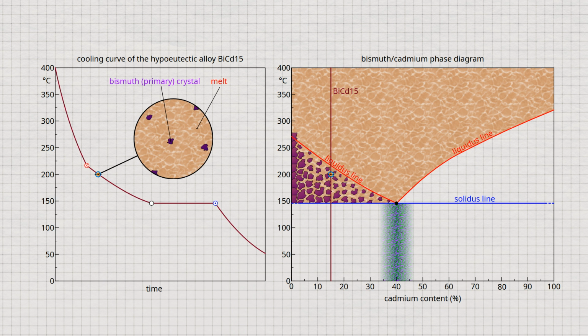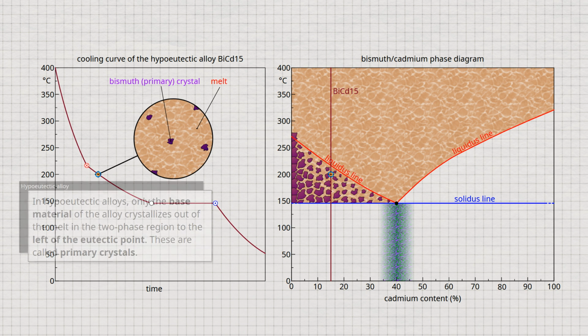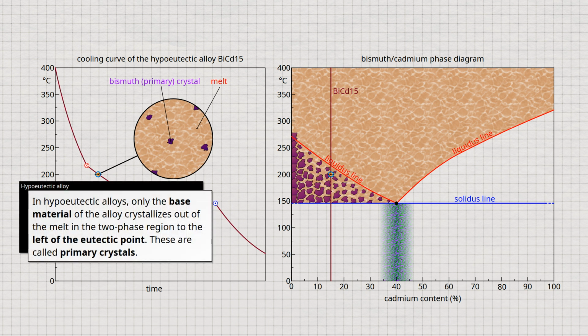Note that these crystallites are made up of bismuth atoms only. Cadmium will not be able to dissolve in the bismuth crystal structure due to the insolubility of the components. Since bismuth is obviously the first to crystallize from the melt, these crystals are also known as bismuth primary crystals. So note, in hypoeutectic alloys, only the base material of the alloy crystallizes out of the melt in the two-phase region to the left of the eutectic point. These are called primary crystals.